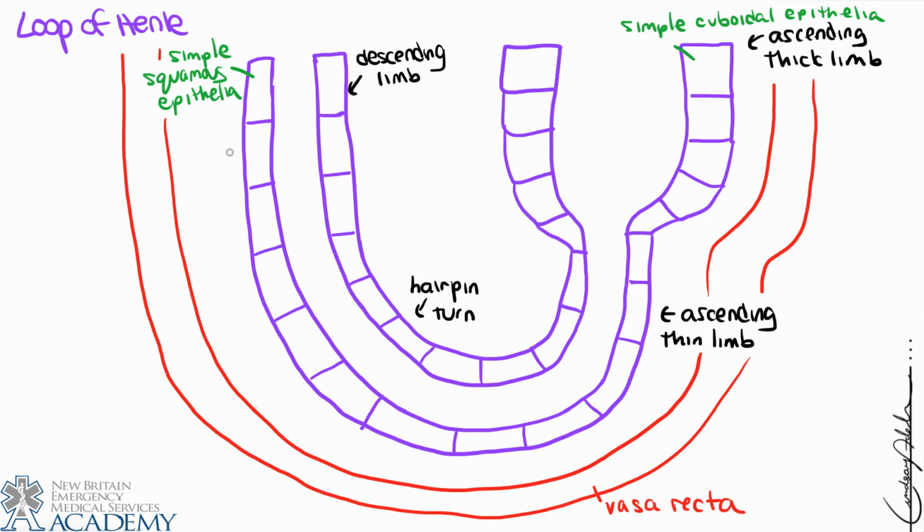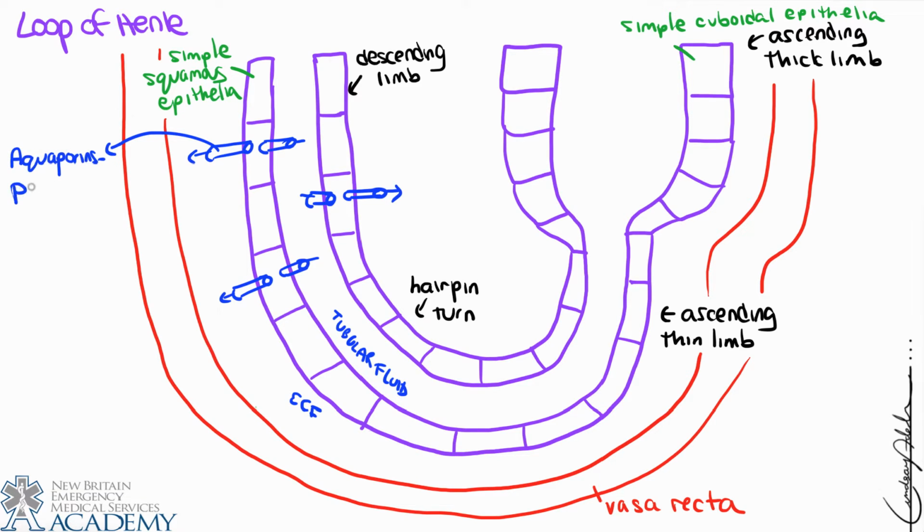Now, the descending limb is permeable mostly to water. So we're going to draw in a bunch of aquaporins, and the aquaporins are going to allow for water to travel from the tubular fluid through the epithelial cells. So there's going to be aquaporins at both the apical and basolateral surfaces, and then the water will move into the ECF, which is alternatively called peritubular fluid, but I'm going to just label it as ECF. So these aquaporins allow for passive transport of water.